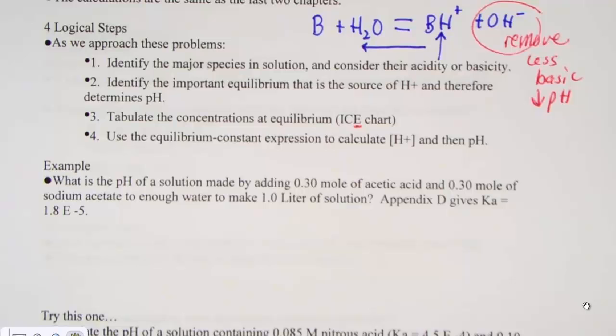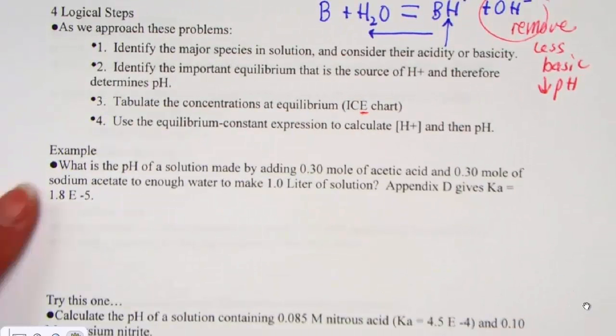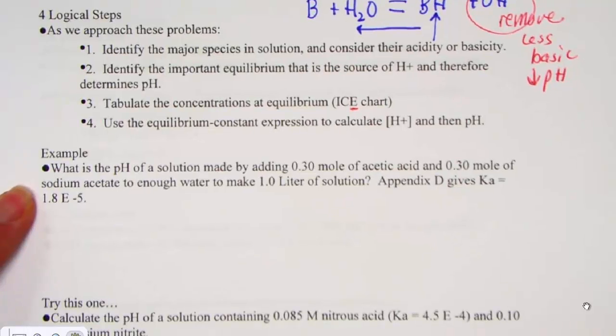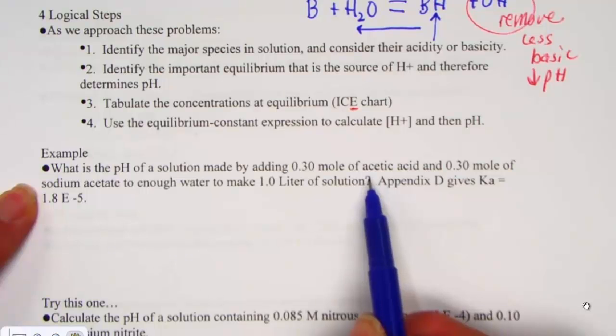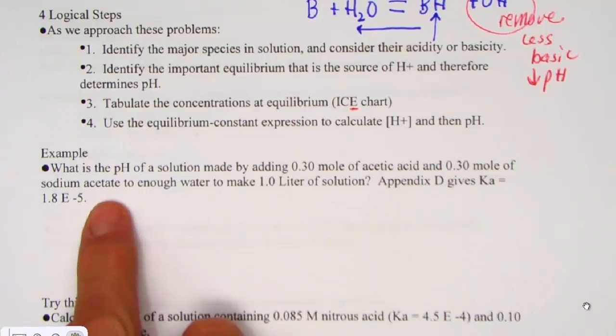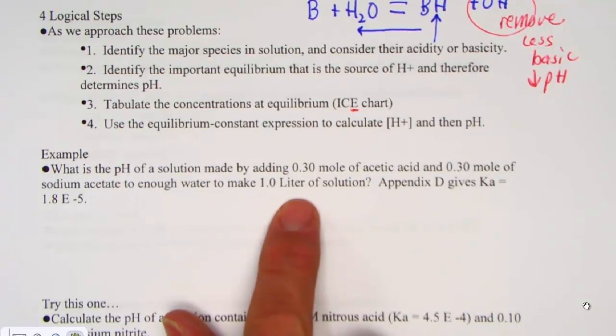Let's dive in with an example. I'll read it with you and just ask you to follow along. We'd like to know the pH of a solution by adding 0.3 moles of acetic acid and 0.3 moles of sodium acetate in enough water to make a 1 liter solution. And Ka is given to us, 1.8 times 10 to the negative fifth.